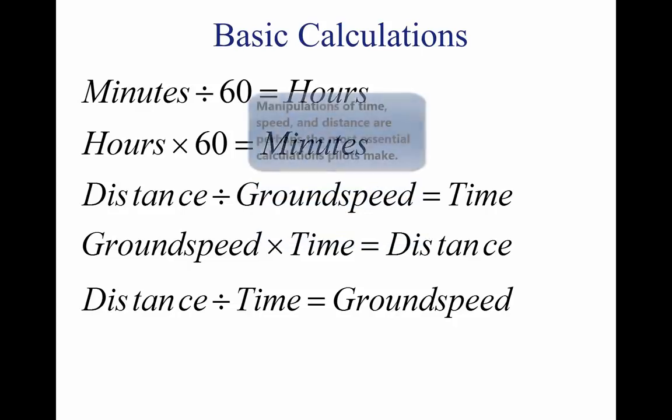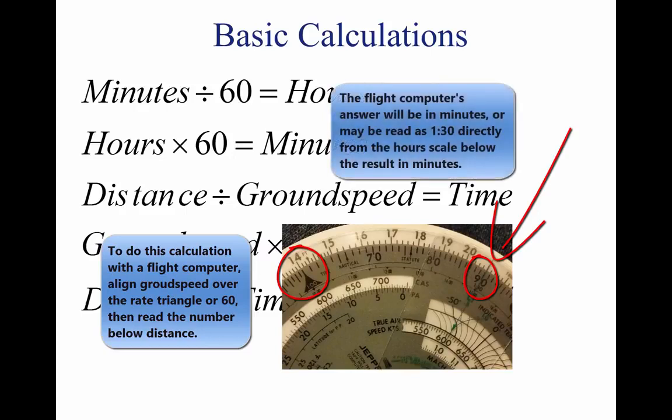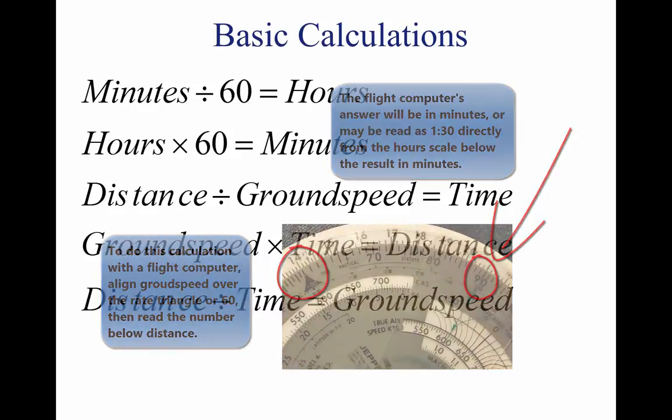To find the time in flight, divide the distance by the ground speed. The time to fly 210 nautical miles at a ground speed of 140 knots is 210 divided by 140, or 1.5 hours. The 0.5 hour multiplied by 60 minutes equals 30 minutes. Answer: 1 hour 30 minutes.